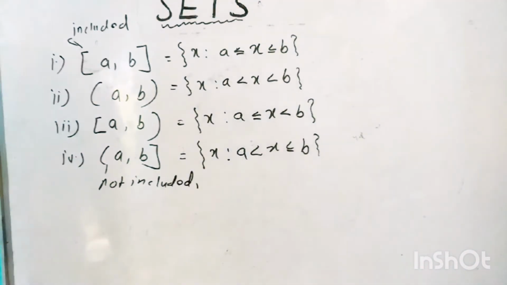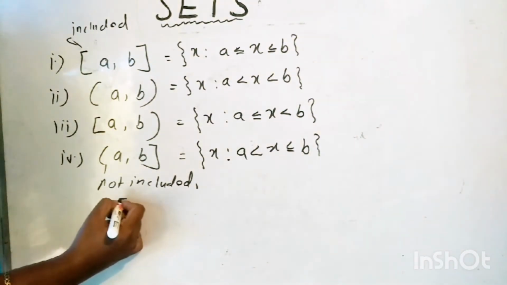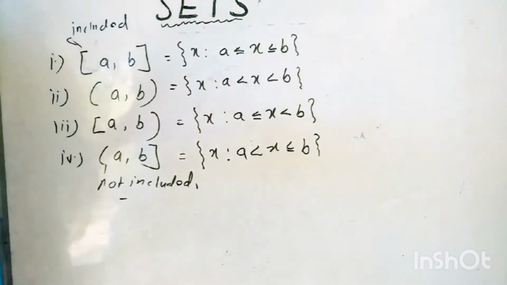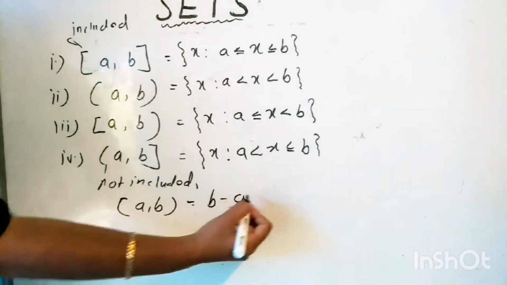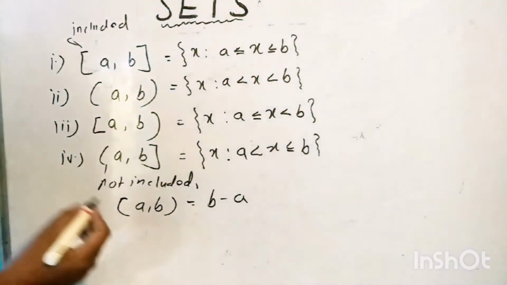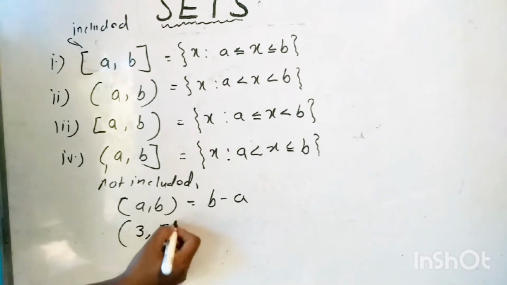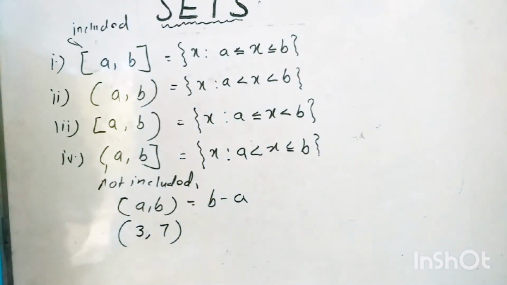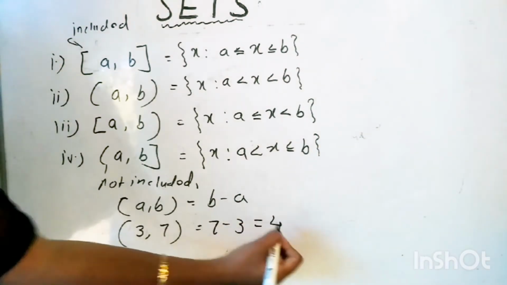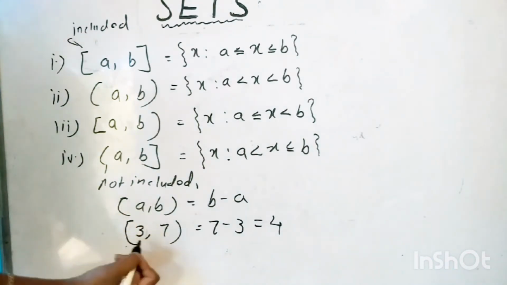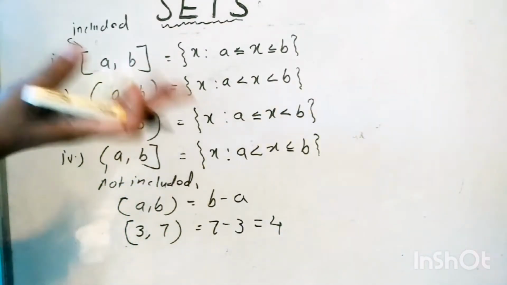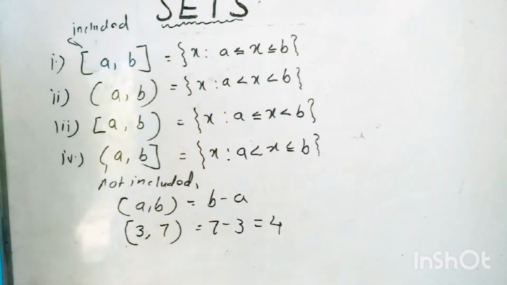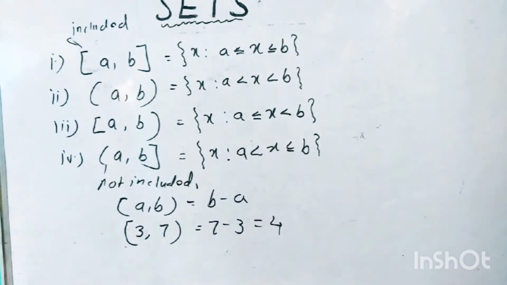Now, power set. Before that, if you want to find out the length of an interval, whether it is square bracket or ordinary bracket, that is not a problem. The length of an interval in general is equal to B minus A. Second number minus first number will give the length of the interval. That means the length of the open interval 3, 7 is 7 minus 3 equal to 4. If it is square bracket, then also you will get 4. So no need to bother about the brackets. Just second number minus first number will give the length of the interval.